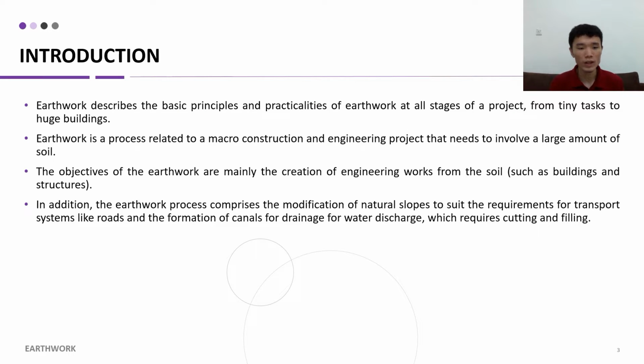First of all, what is Earthwork? Earthwork can be defined as the basic principles that are included in all stages of a project, from tiny tasks to huge buildings. It involves a large amount of soil for macro construction. Besides, earthwork comprises the modification of natural slopes to suit the requirements for transport systems like roads and the formation of canals for drainage for water discharge, which requires cutting and filling.